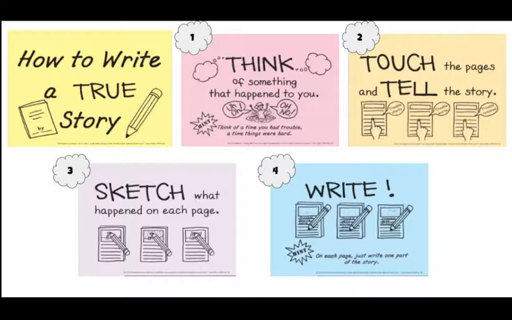Think of the parts of your story. What did you do first? That shows the start of the trouble. What did someone say or do that shows the trouble getting worse? How did the trouble get resolved? After you're done thinking, move to step 2, touch and tell. Touch the pages in your notebook and tell the story.